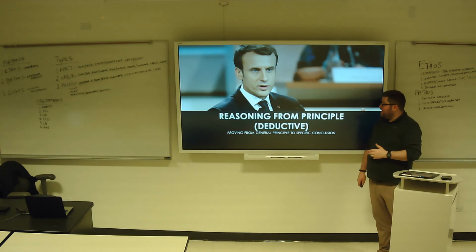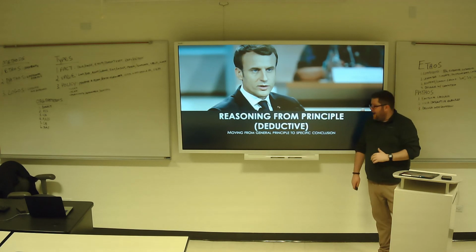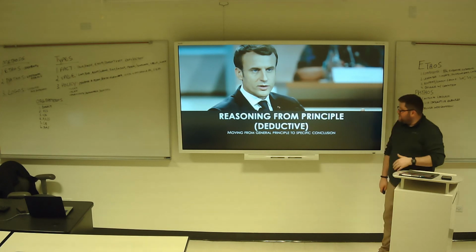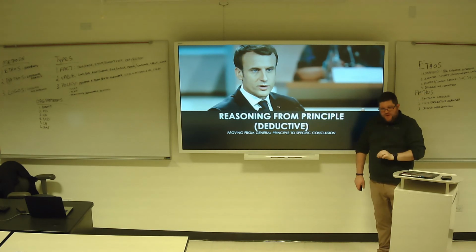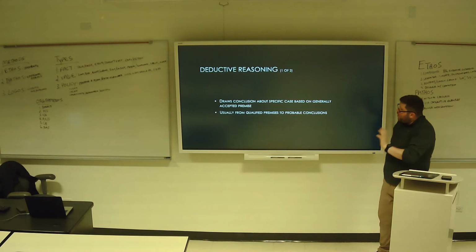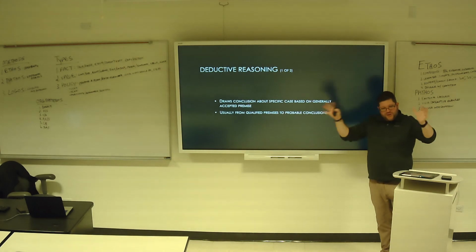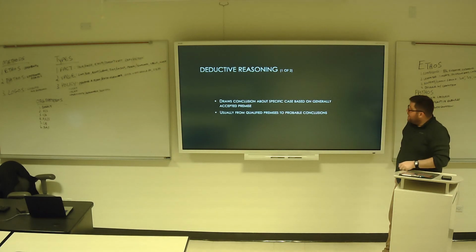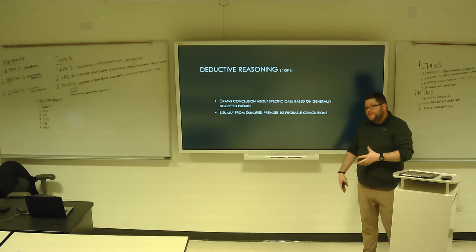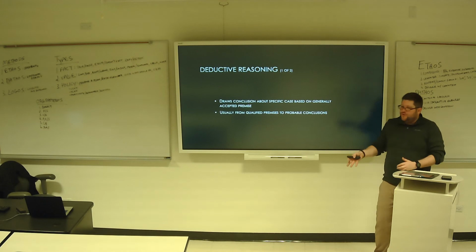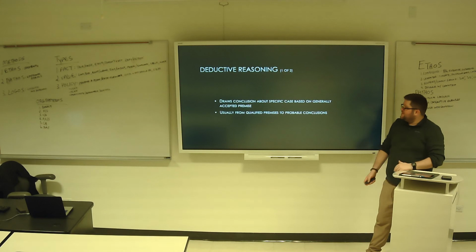The next type of reasoning, and again the text goes into more detail about these, so I won't go into a ton of detail, I'm just hitting the highlights. So the next is reasoning from principle or deductive reasoning. So moving from a general principle to a specific conclusion. So you're drawing a conclusion about a specific case based on a generally accepted premise. And so it's usually from qualified premises to probable conclusions. So the conclusion you're reaching isn't necessarily certain, but you're getting us to this conclusion based on the major premise and the minor premise.